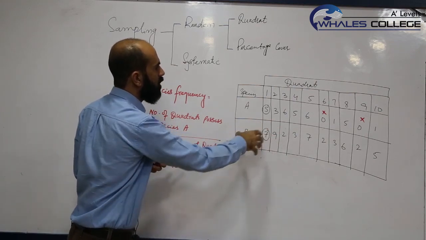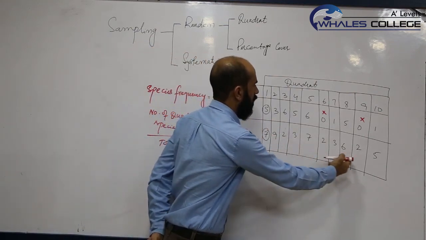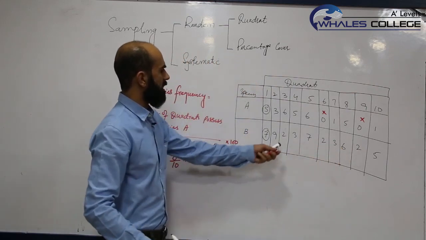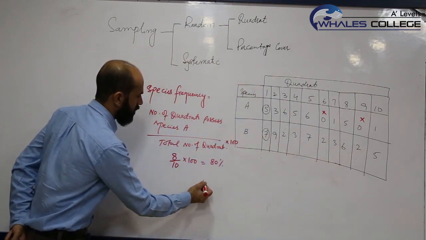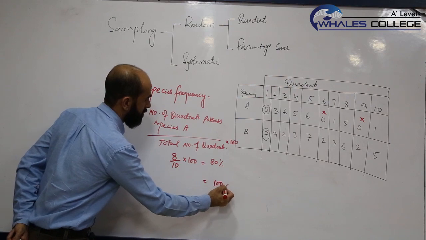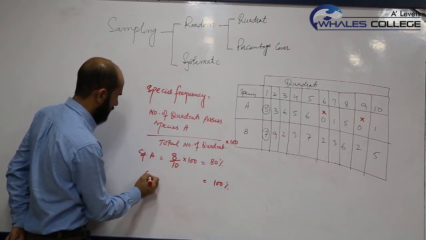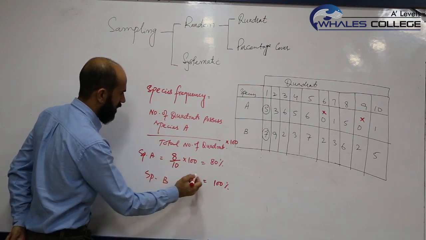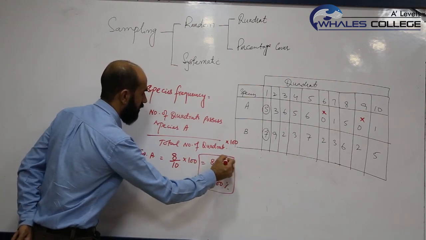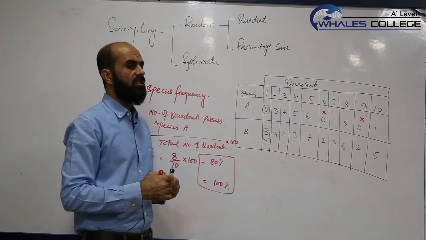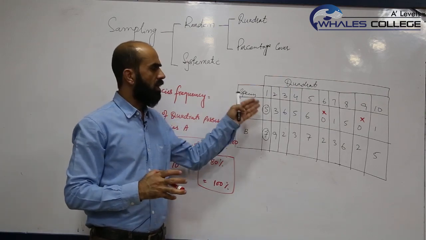With the same formula, if you see here, all the quadrates have species B, so species B is 100%. This is for species A and this is for species B. Now we have calculated the frequency of species in the quadrates.